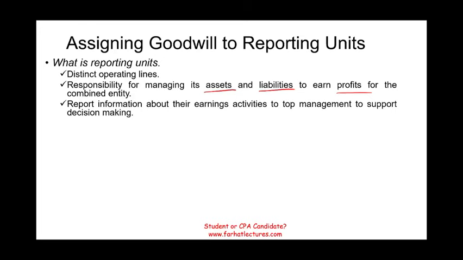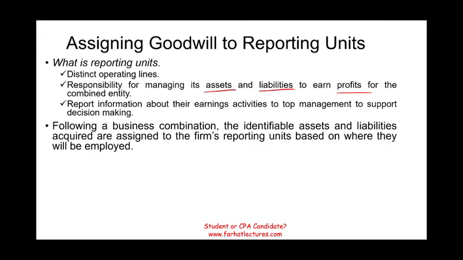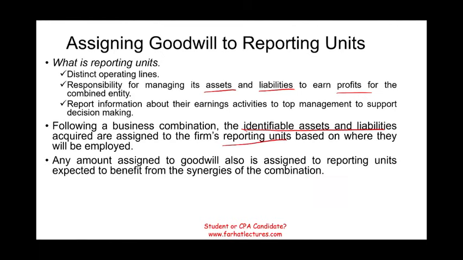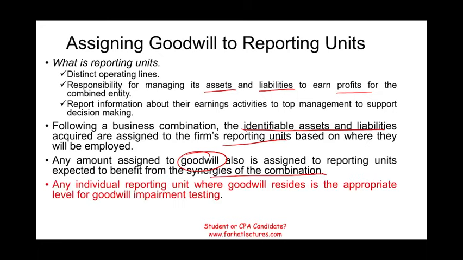We call this a reporting unit. And what we do is we test the goodwill for that reporting unit. Following the business combination, we have identifiable assets and liabilities that are assigned to that reporting unit. So we have those, plus any amount assigned to goodwill expected to benefit from the synergies of the combination. So we have a goodwill for that reporting unit specifically. Any individual reporting unit where goodwill resides is the appropriate level for goodwill impairment testing. So when we buy a company and we have reporting units A, B, C, we're going to have goodwill for A, goodwill for B, and goodwill for C. Each one will have their own assets, their own liabilities, and their own unit.